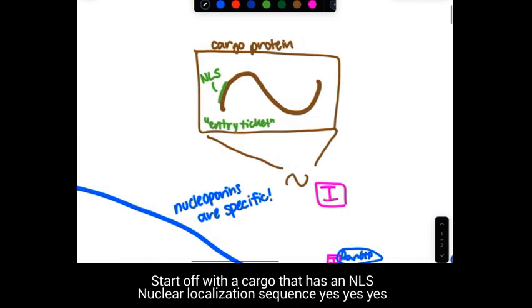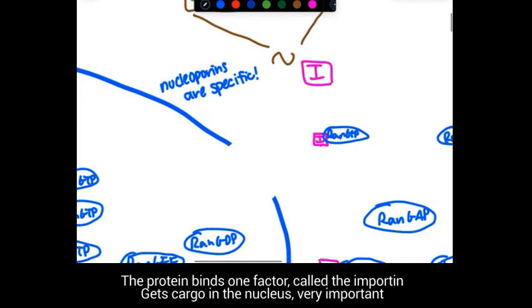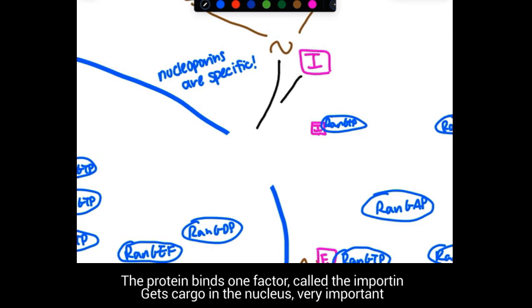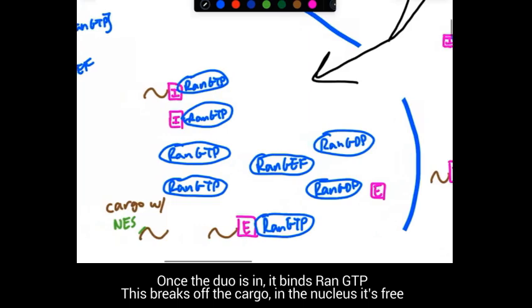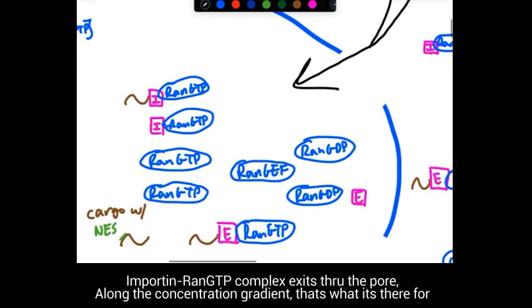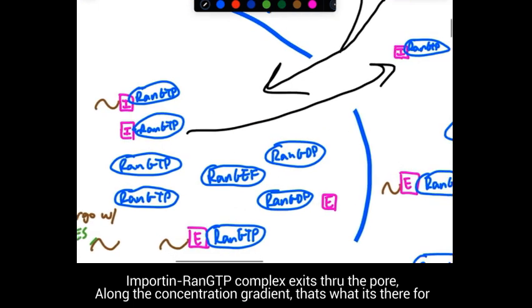Start off with a cargo that has an NLS, a nuclear localization sequence. The protein binds a factor called importin, which gets the cargo into the nucleus. Once the duo is in, it binds to Ran GTP, which breaks off the cargo in the nucleus. It's free. The importin-GTP complex exits through the pore, along the concentration gradient.